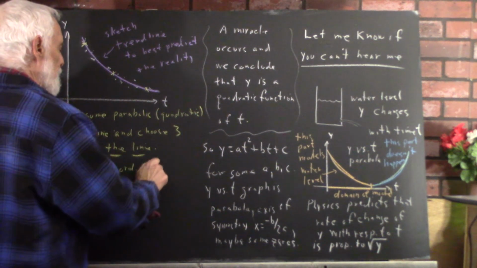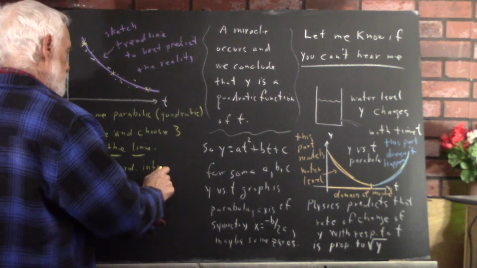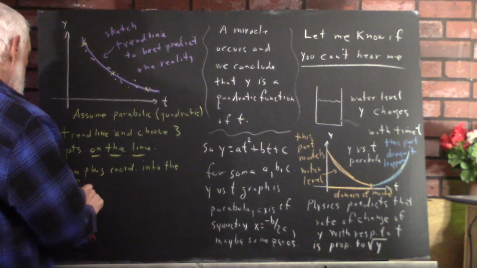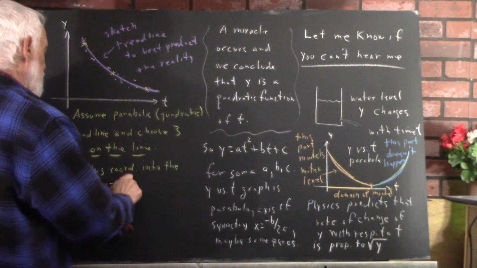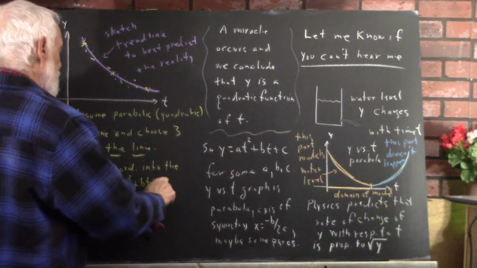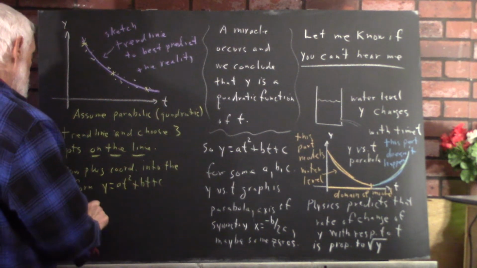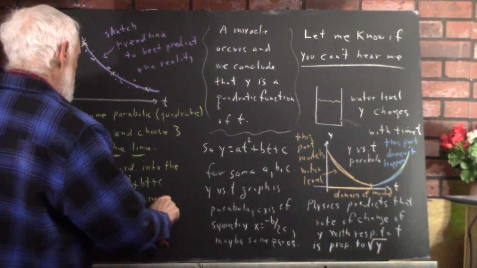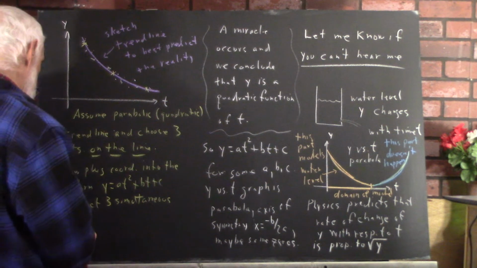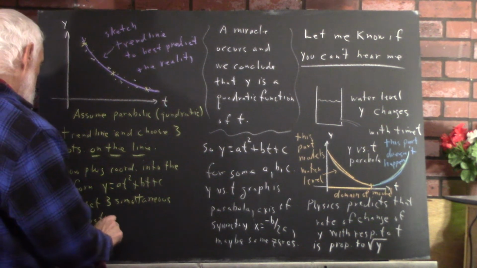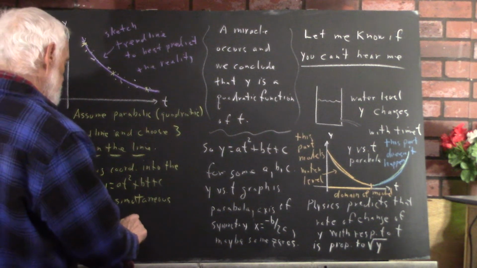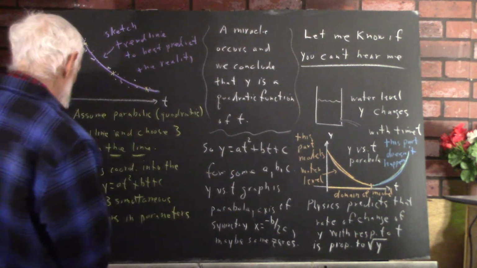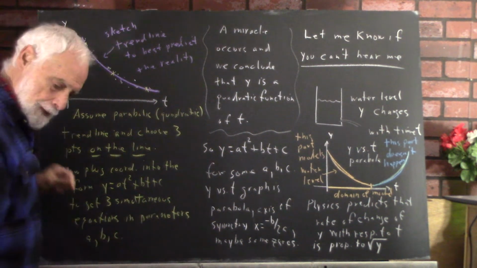Now we plug the coordinates into the form y equals at squared plus bt plus c to get 3 simultaneous equations in the parameters A, B, and C.